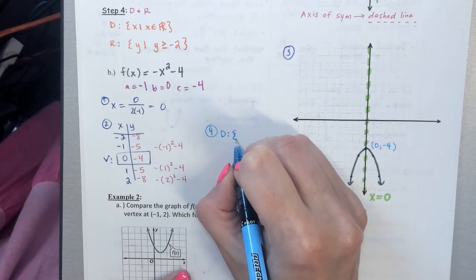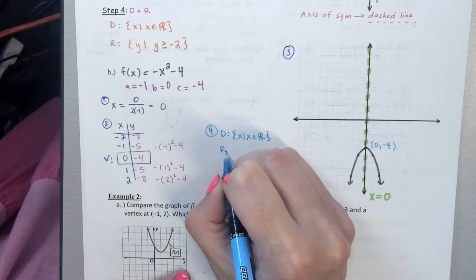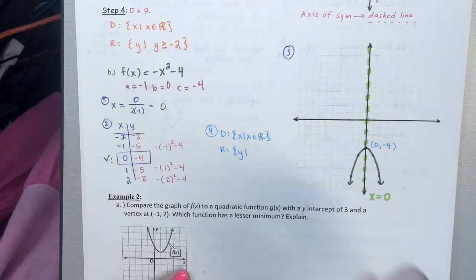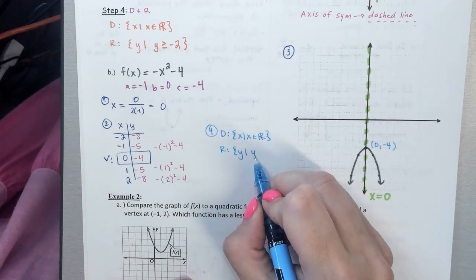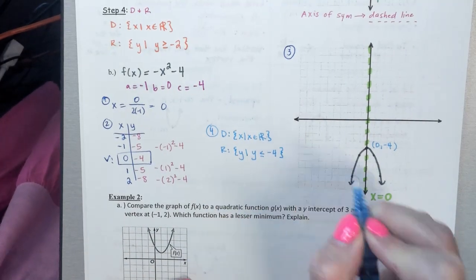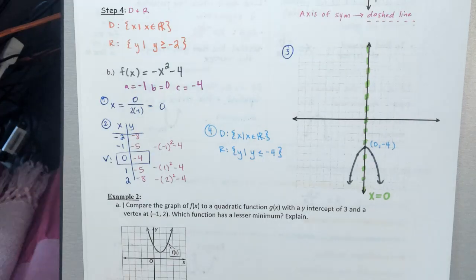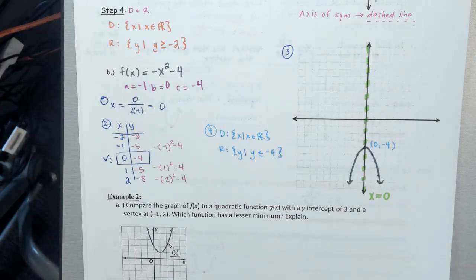My domain, all real numbers. My range, because this is opening downward, now I'm going to flip it, so y is less than or equal to -4. All right. Once you have that done, in example 2, we're going to do an explanation. So I do want you guys to put the axis of symmetry on there.